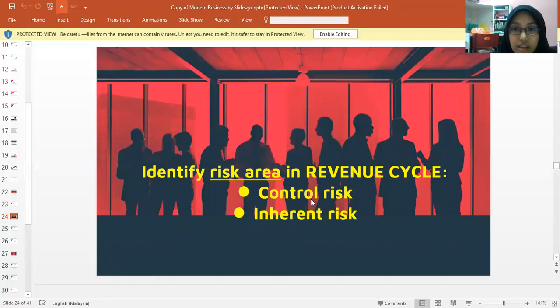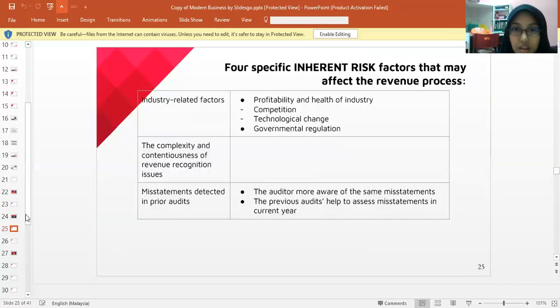Next, identify the risk area in the revenue cycle. I will present the inherent risk factors that may affect the revenue process. First is the industry-related factor. Industry-related factor means that the revenue process may be affected by the profitability and health of the industry, due to competition within the industry and technological change. For example, competition may affect the pricing policy of entities, credit terms, and product warranties.